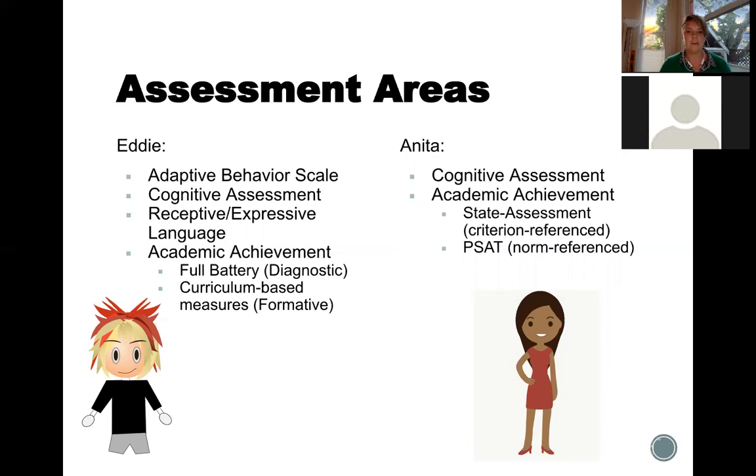For Anita, on the other hand, we still might be looking at a cognitive assessment because we need to show that she's on the other end of the spectrum to qualify for Talented and Gifted, that she's performing above the 95th percentile, and that she's also performing that way academically. That could be based on a criterion reference test, such as a state assessment, and also a norm reference test, such as the PSAT.